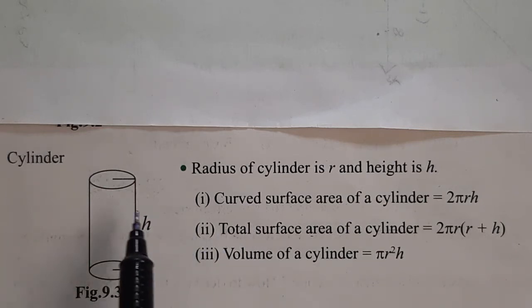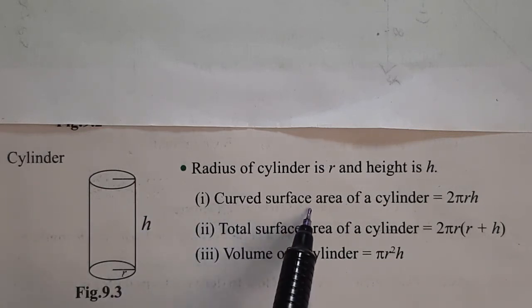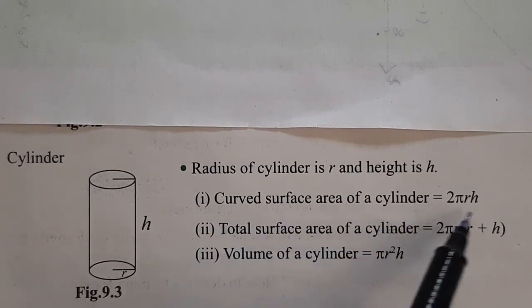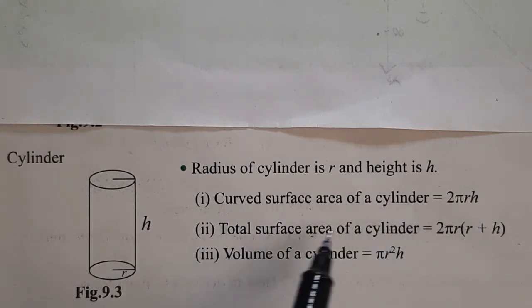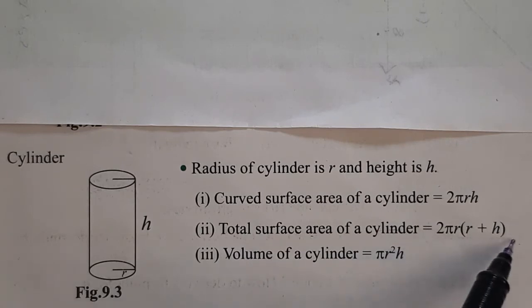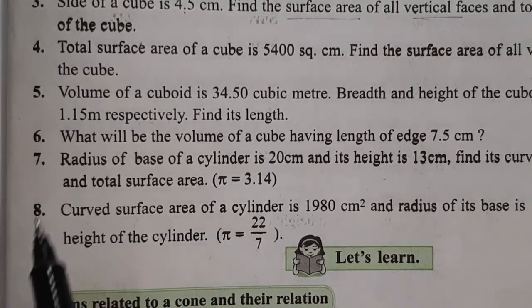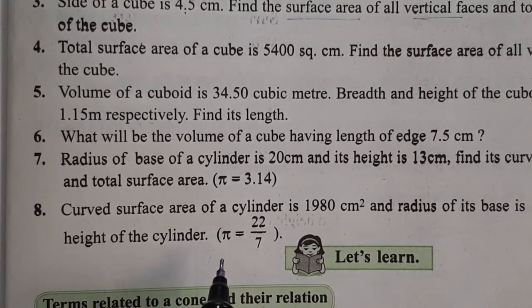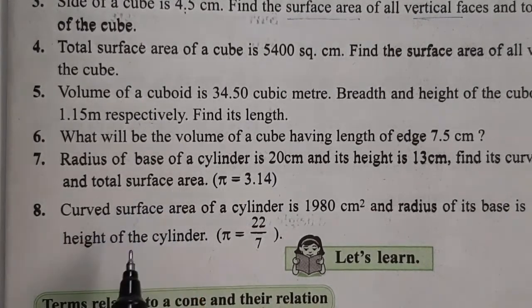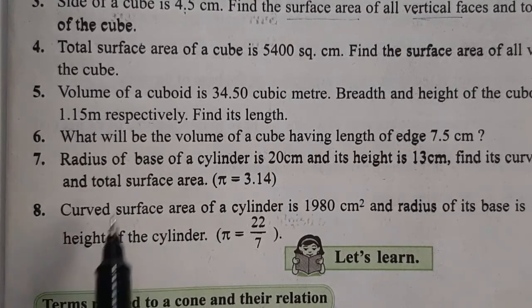Now here cylinder is given, so here curved surface area is there. Curved surface area of cylinder is 2 pi RH. Total surface area of cylinder is 2 pi R in bracket R plus H, and volume of cylinder is pi R square H. Now the remaining sums from practice set 9.1 are based on cylinder, that we will discuss now. 7 and 8, these both examples are based on cylinder. I will explain the 7th one. You will try to solve the 8th one.